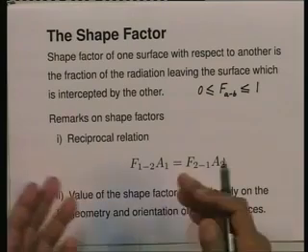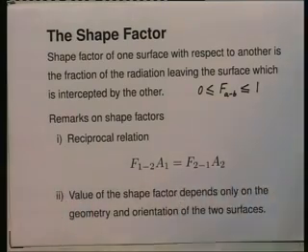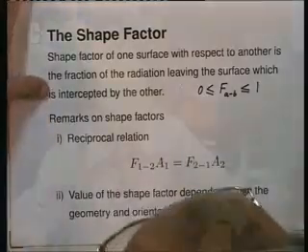Now, it is an obvious relation because it follows from the definition, but the real reason why I am mentioning it is to point out the utility of this reciprocal relation. The reciprocal relationship is particularly useful when one of the shape factors, either f 1 to 2 or f 2 to 1, is unity.